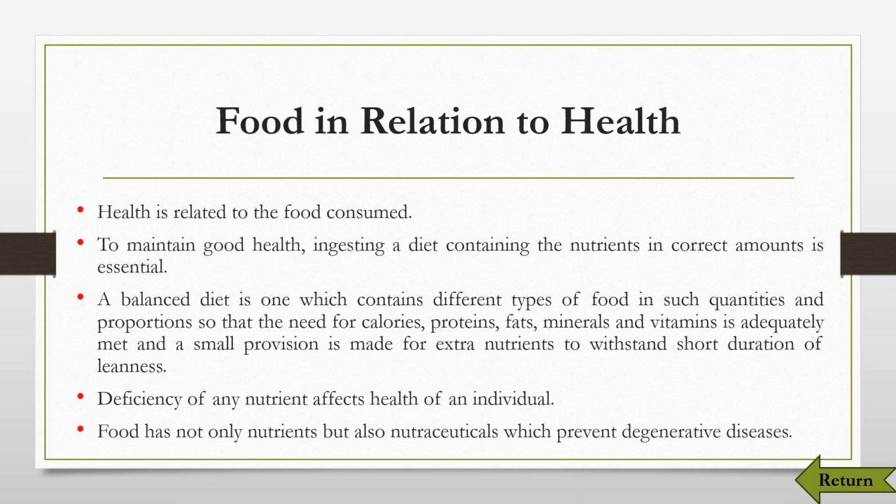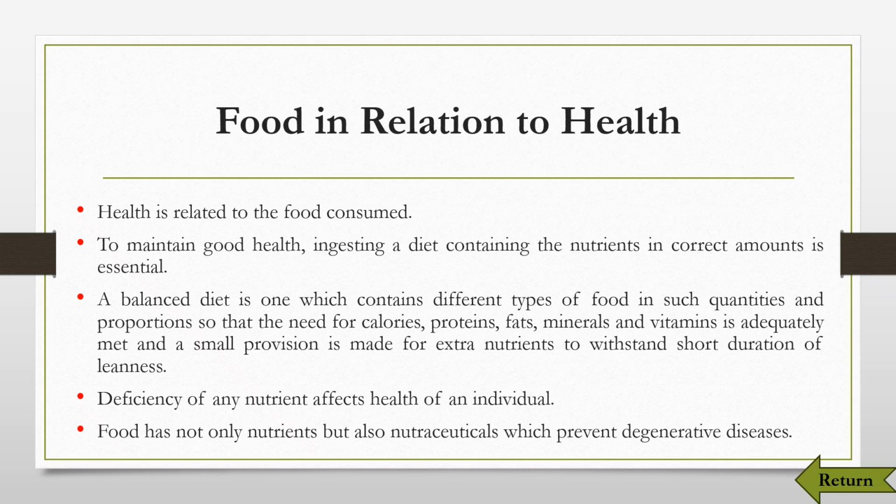Food in relation to health. Our health depends directly on the food we eat. A balanced diet has the right amounts of carbohydrates, proteins, fats, vitamins, and minerals. For example, no vitamin C means scurvy, and no iron means anemia. But food is not just nutrients, it also contains nutraceuticals, natural compounds that prevent diseases like diabetes and cancer.